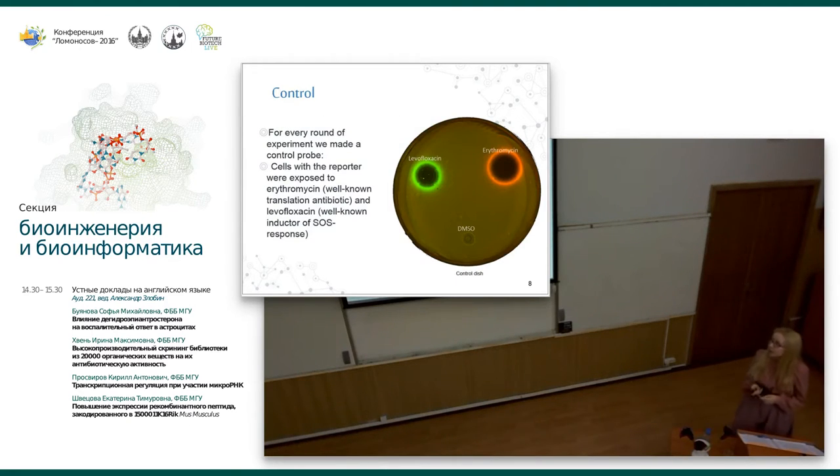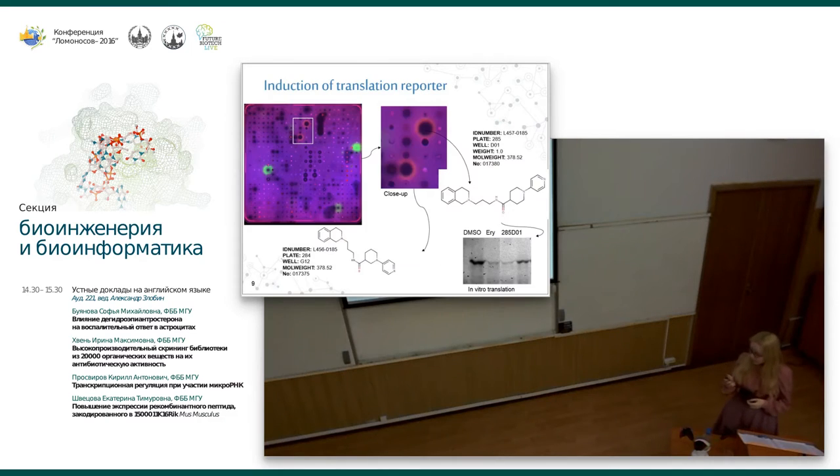Before every round of screening, we made a control probe. We put levofloxacin and erythromycin on the bacterial cell layer to be sure that our reporter still works properly. Let's finally go through some of the selected compounds, and we'll start with inducers of the translational reporter.